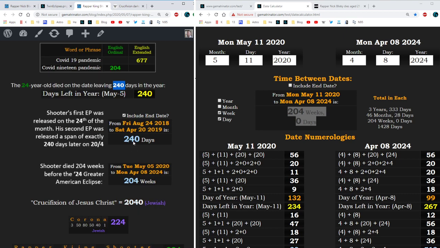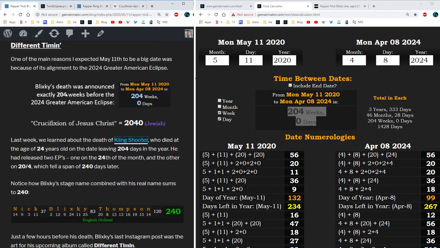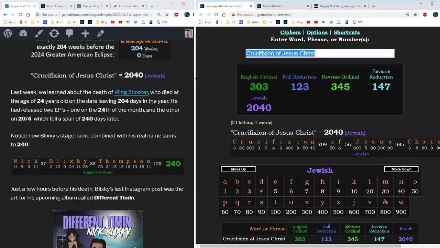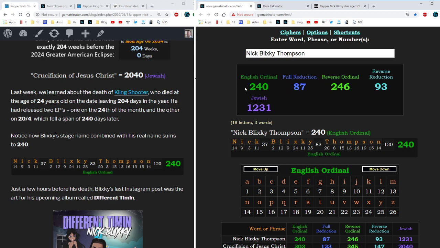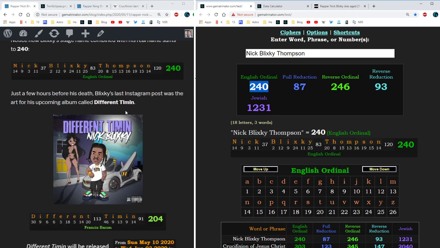In fact, 240 days is what separated his two EPs that he released, one of them being released on the 24th of the month, the second one being released on the date 20/4. And then he too died 204 weeks before the 24 eclipse. Well, notice how Nick Blixky, when added to his real name, Thompson, gives us this gematria of 240, again using the standard alphabetic order.